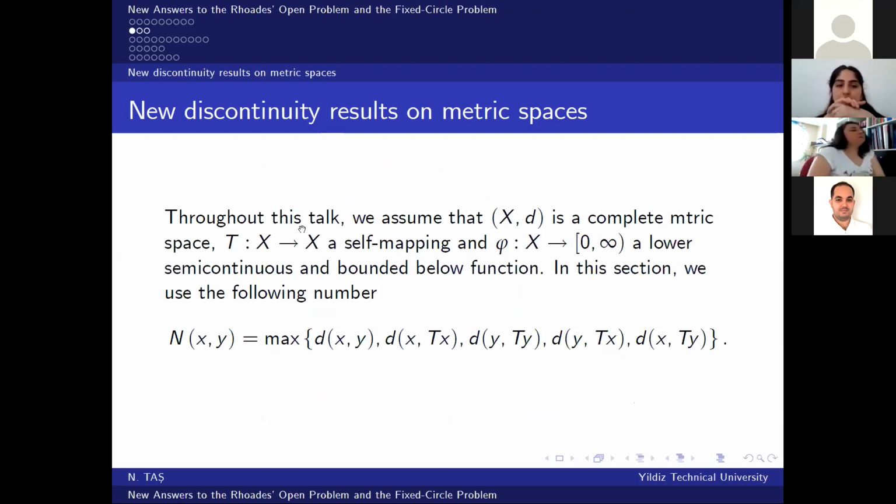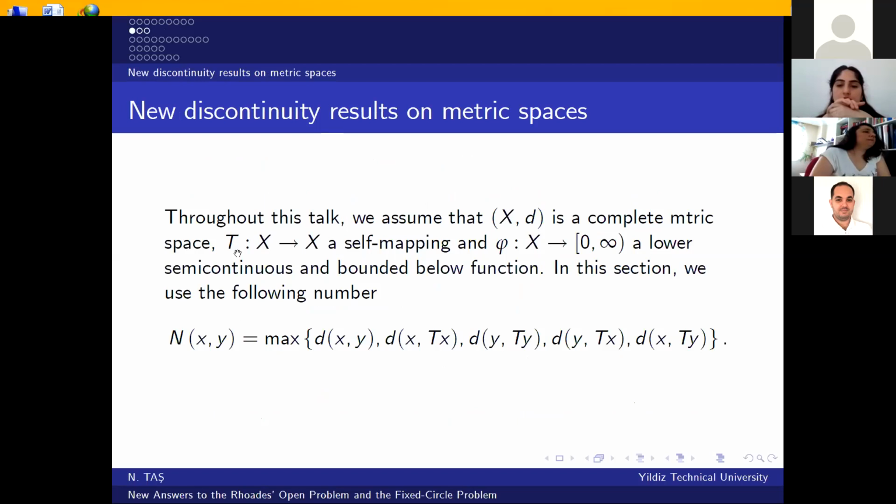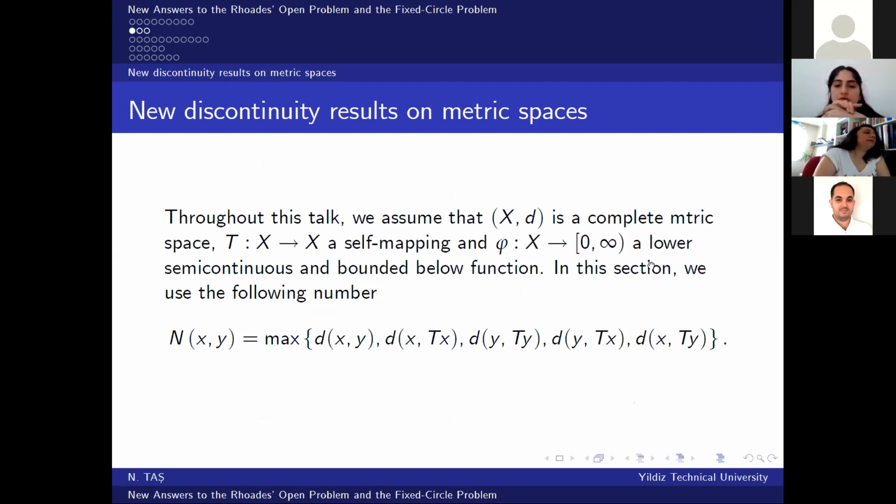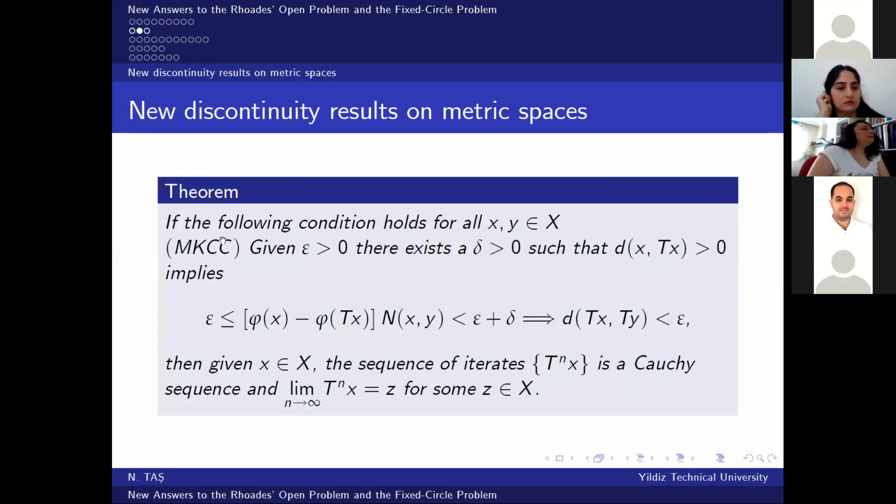Now, throughout this talk, we assume that (X, d) is a complete metric space, T is a self-mapping, and phi is a lower semi-continuous and bounded below function. In this section, we use the following number n. This number was used in the Suzuki type fixed point theorem. Therefore, we use the Suzuki technique. In this theorem, at first we define this condition MKCC. MKCC stands for Meir-Keeler Suzuki Ćirić. This inequality is related to the Meir-Keeler type, and the difference is the Ćirić type. The number is Suzuki type.